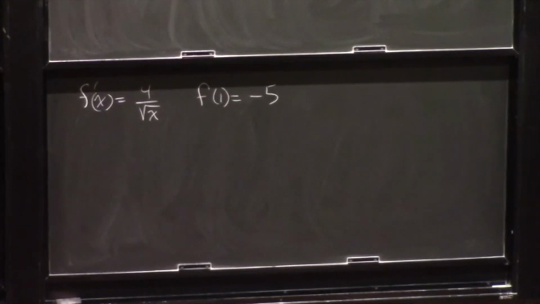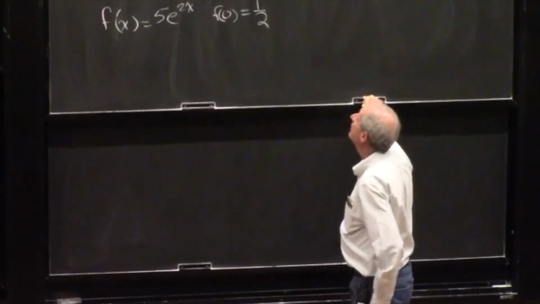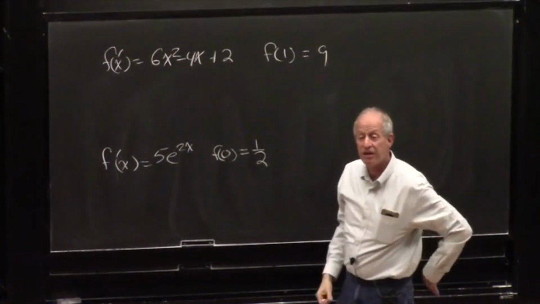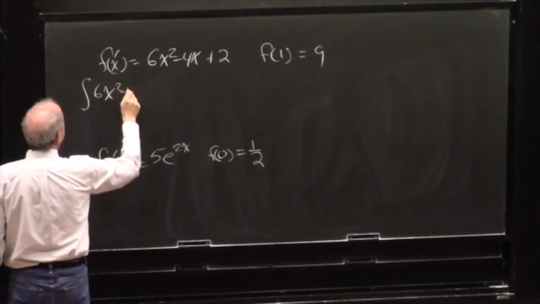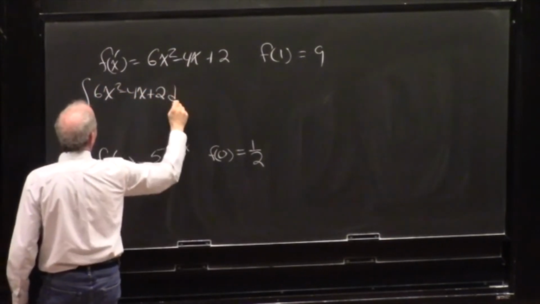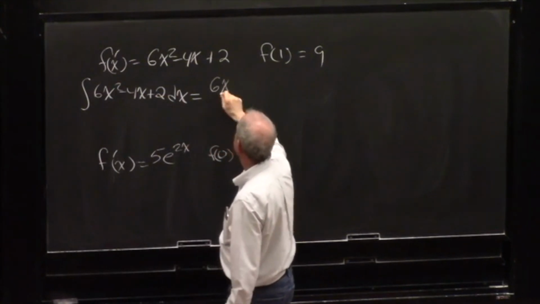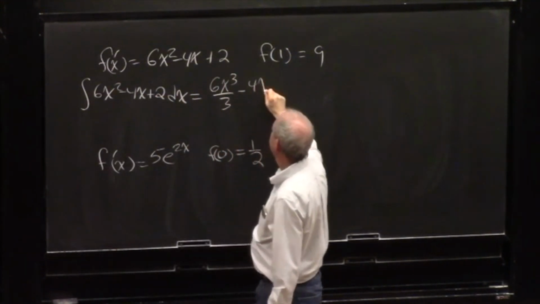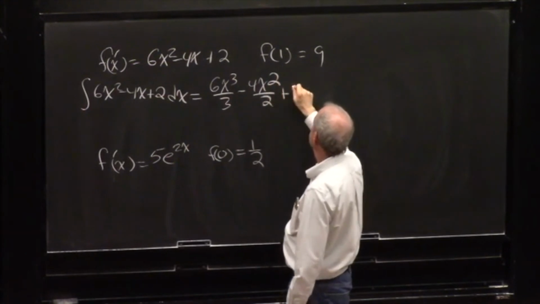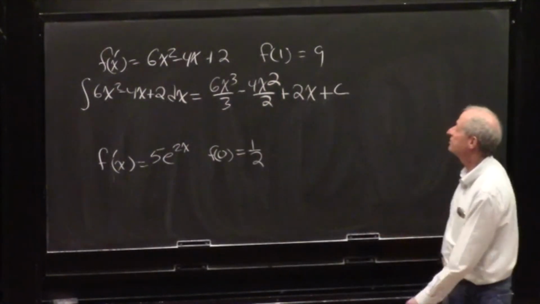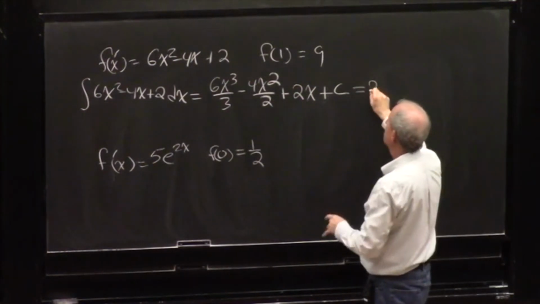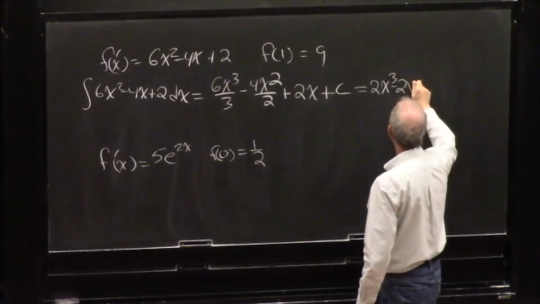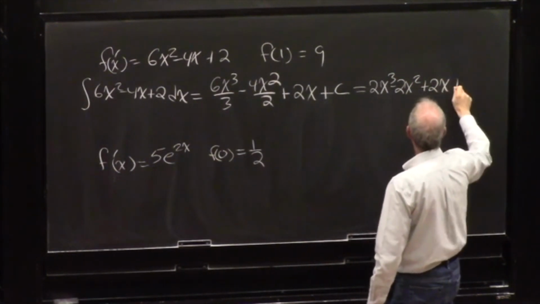Let's take these on. So each of these is the same thing. You're going to do the antiderivative, you're going to integrate, then you're going to use the information that f of 1 is 9 to figure out what the constant is. So the antiderivative of 6x squared minus 4x plus 2 is 6x cubed over 3 minus 4x squared over 2 plus 2x plus c, which simplifies to 2x cubed minus 2x squared plus 2x plus c.